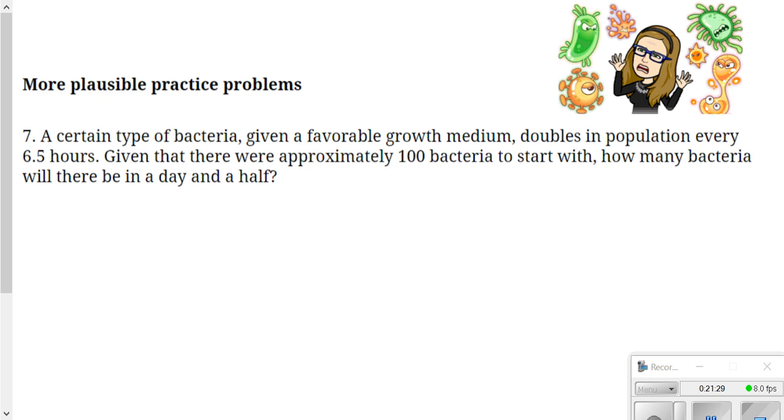Now, as silly as it is to think about having banks that do compound interest the way that we just described, it is much more plausible to think about something that has applications in biology. Okay, so let's take a look here at bacteria. Oh, how fun. Okay, so a certain type of bacteria, given ideal conditions to grow, like some petri dish with the exact right temperature, that type of bacteria doubles in population every 6.5 hours.